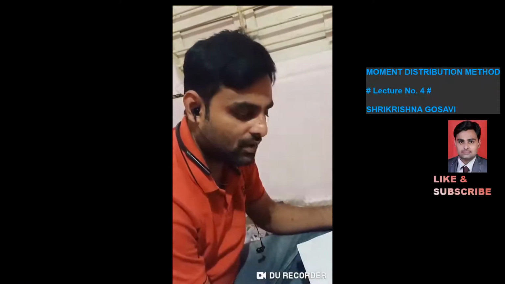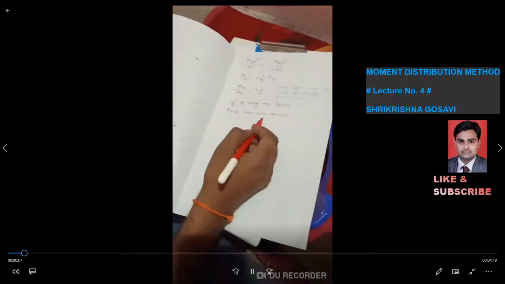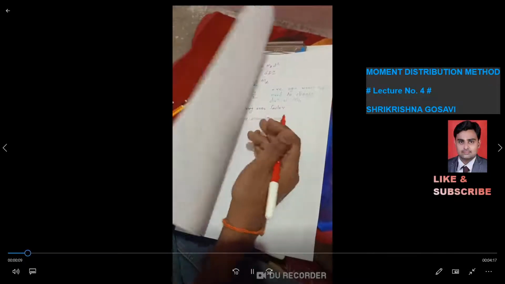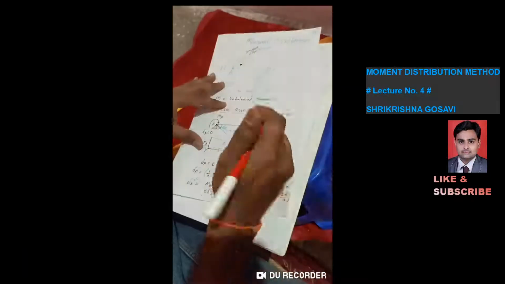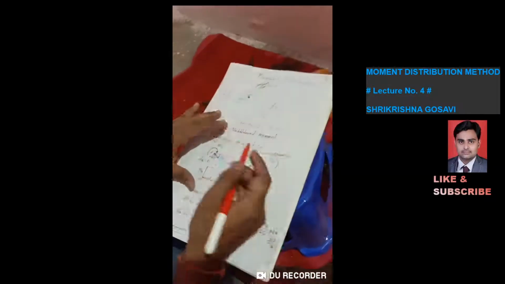This MB is the carryover moment. Here you can see that MB is the carryover moment. Now, as we have derived this, MB is equal to MA by 2.